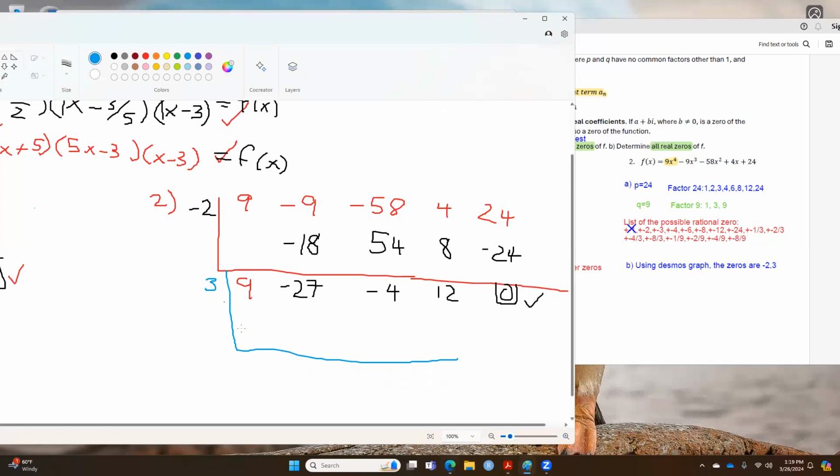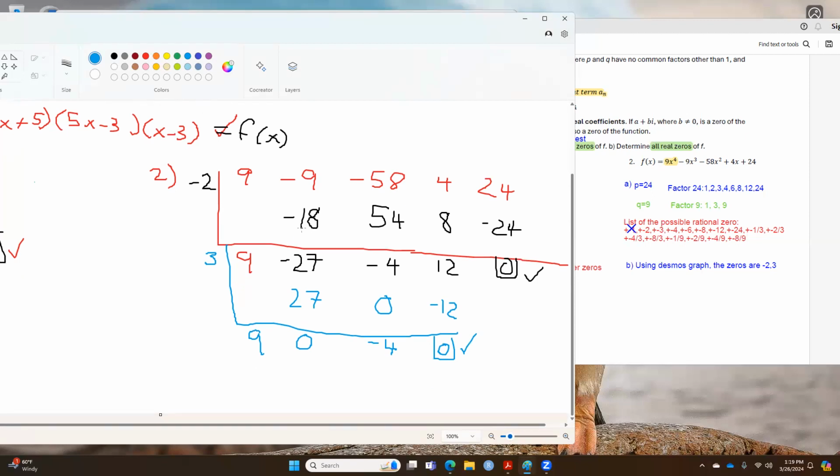But we know these are the 2 nice whole numbers. So again, we're going to do synthetic division here by 3 based on the graph. So 3 times 9 is 27. You get a total of 0 here. 3 times 0 is 0. A total of this is negative 4. And then 3 times negative 4 is negative 12. And a total of 0. So in this case, using the graph provided, we found out that yes, the 2 and the negative 3 are zeros in this case.